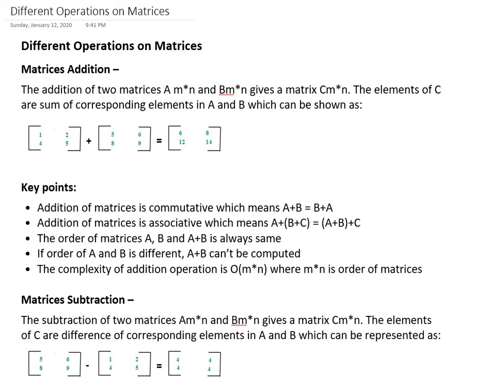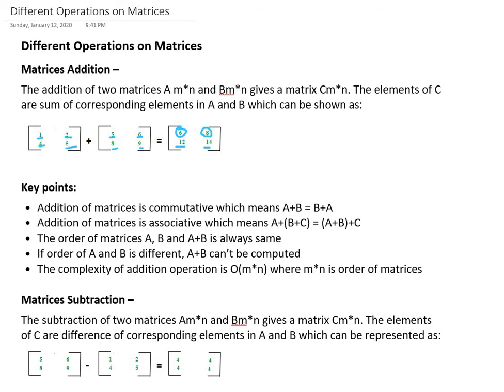So the first thing is matrix addition. When we do matrix addition, basically we add the corresponding elements of the matrix. Like 1 will be added with 5 to give us 6 here, and the second element 2 will be added with this corresponding element of the matrix to give us the final value in the resulting matrix, right? Similarly, 4 plus 8 gives us 12, 5 plus 9 gives us 14.